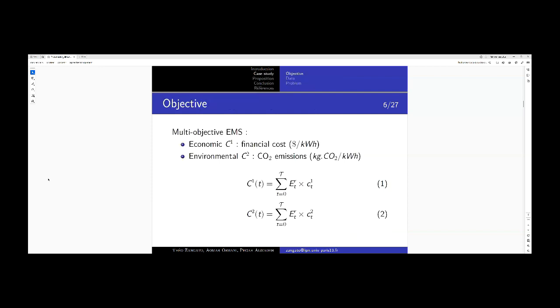So our objective is to deploy a multi-objective energy management system. So we are focusing on two objectives: the economic one, which depends on the financial cost of a kilowatt hour of energy, and the environmental one, which corresponds to the carbon emissions of a kilowatt hour of energy taken from the grid. So at every time step, there's an associated cost, which depends for the economic cost on the time of use tariffs set by the grid operator, and the carbon emission, which depends on the electrical mix that generated the energy coming from the grid.